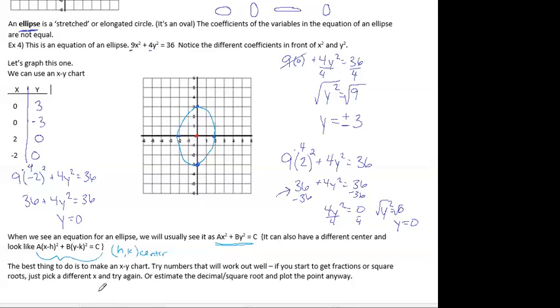The best thing to do when you're graphing these is to make the XY chart and try numbers that work out well. If you start to get fractions or square roots, like Mrs. Berry did because she didn't understand what she was doing up above, just put a different x in and try again. Or you can estimate those decimal square roots and plot the point anyway, but it will not be as helpful in helping you find the center. So you want points that you're graphing to be on an exact number, and then you can kind of count right in between to find the center.